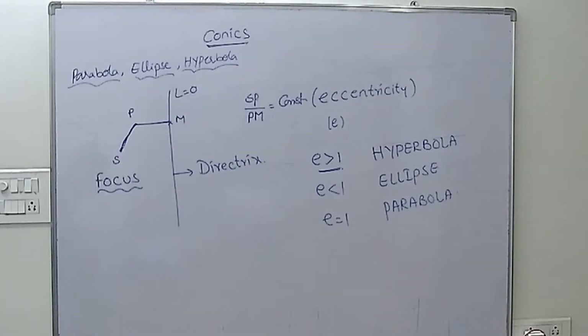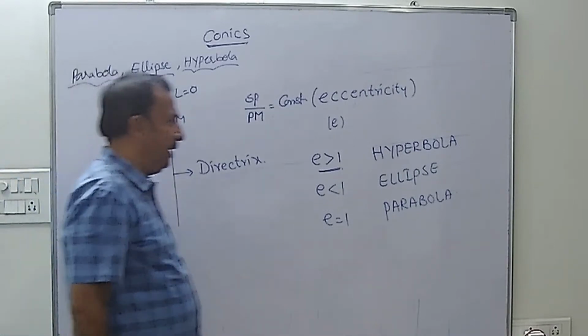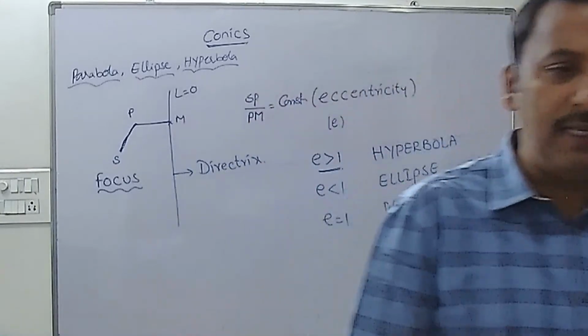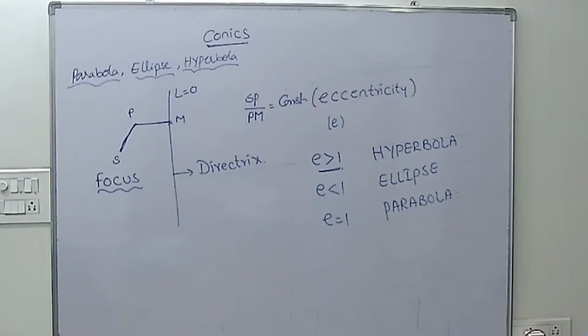If e is greater than 1, the conic is called a hyperbola.